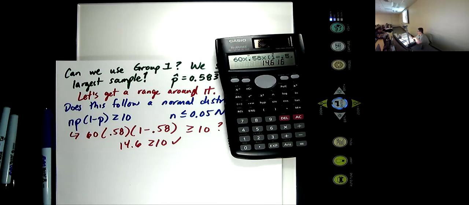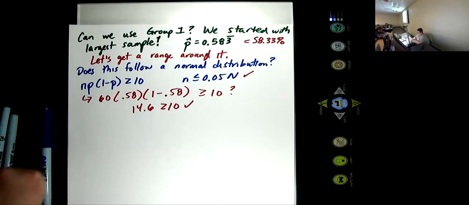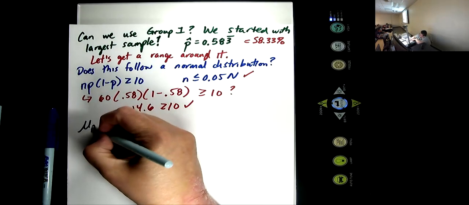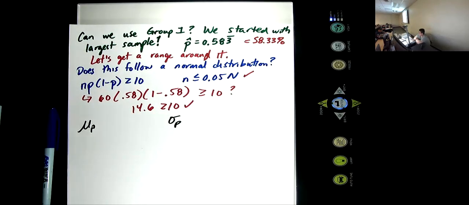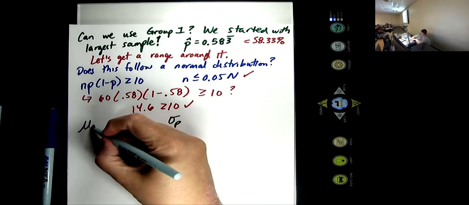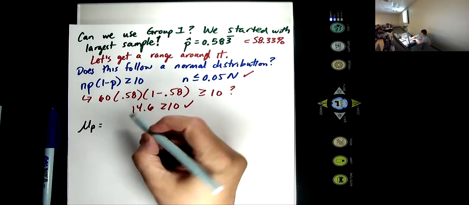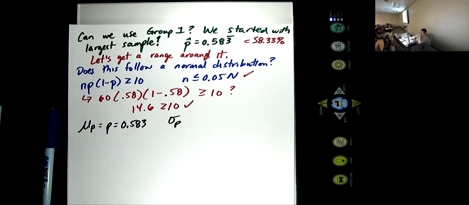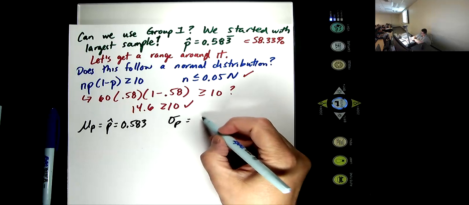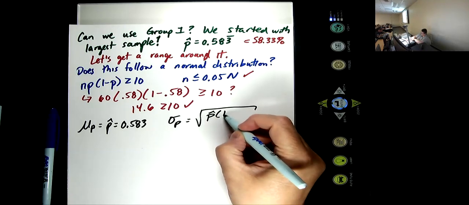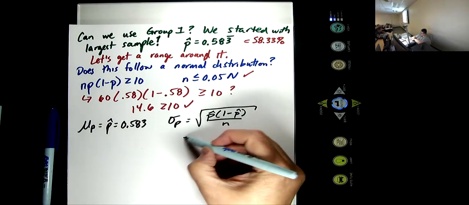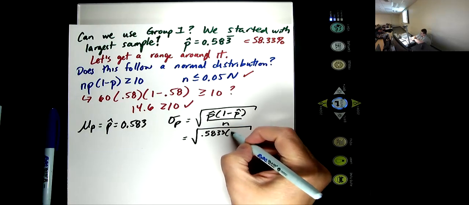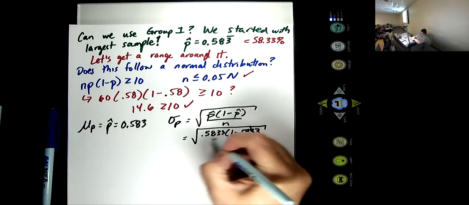I'm not certain this is how they came up with this idea, but let's play along. So this follows a normal distribution, which means we have a mean for p and a standard deviation for p. The mean for p is just p hat, so 0.583. The standard deviation is that lousy formula, square root of p hat times 1 minus p hat over n. I'm going to do 0.5833, to be a little more accurate, over 60.